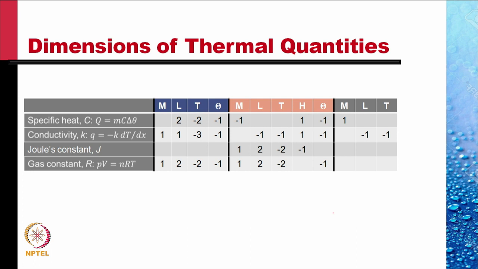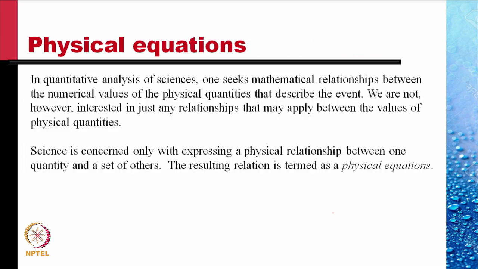So, in three different systems, the dimensions of various thermal quantities that we have obtained so far are consolidated in this table. Note that we can have as many as 5 or 4 or 3 dimensions to the thermal quantities. Let's next talk about the nature of physical equations.